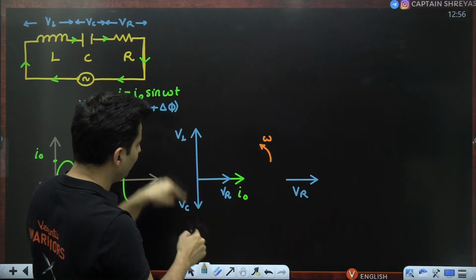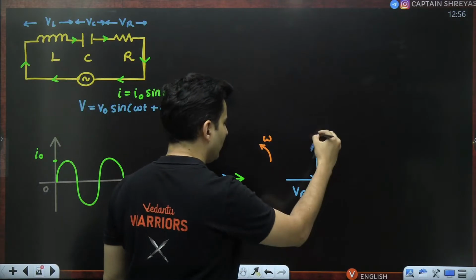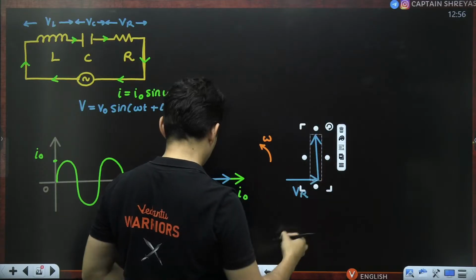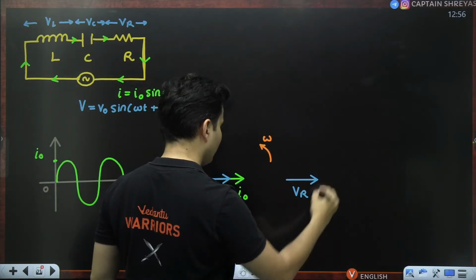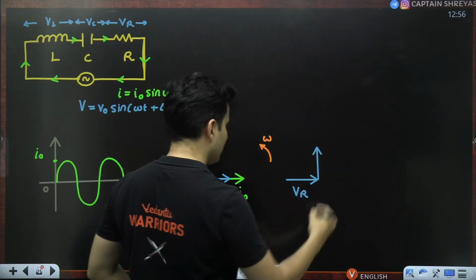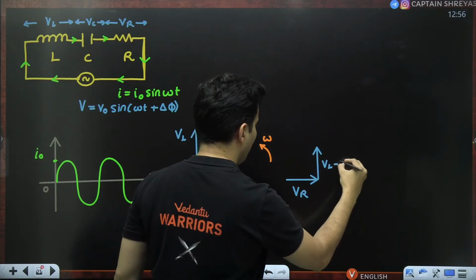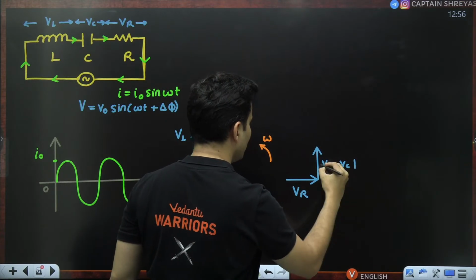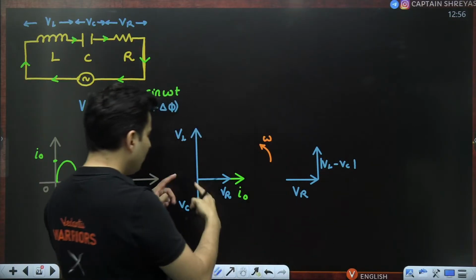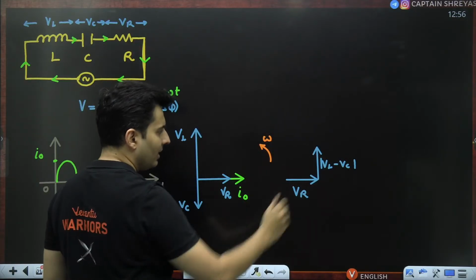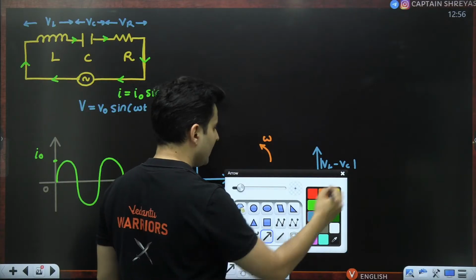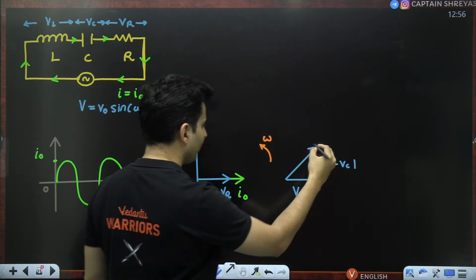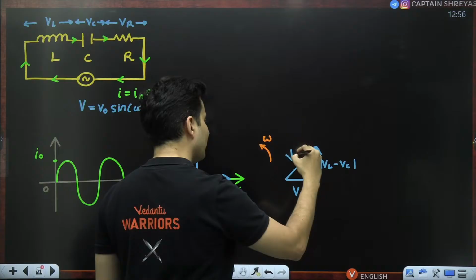The resultant of VL and VC will be only this much, which is basically VL minus VC. I don't know which is big and which is small, so I'll put a modulus. Maybe VC is more, then this diagram will come down below over here. So then what I will see is the resultant of them is basically going to be V0.